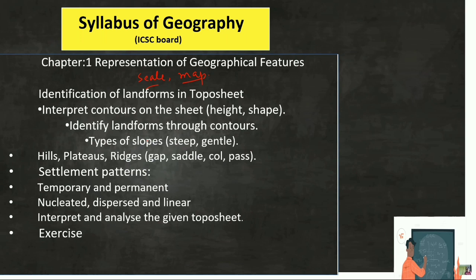Next, we will move to the slopes and their classification. And also we will try to understand the various kinds of relief features in the topo sheet. Next we will move to the settlement patterns, that is temporary and permanent settlement, nucleated and dispersed, and linear settlement. Finally, we will try to understand the interpretation of topo sheet, and also we will practice some exercises related to this topic. Okay.